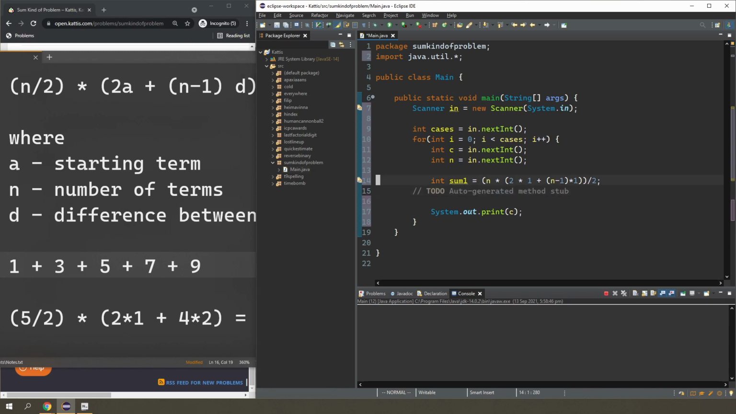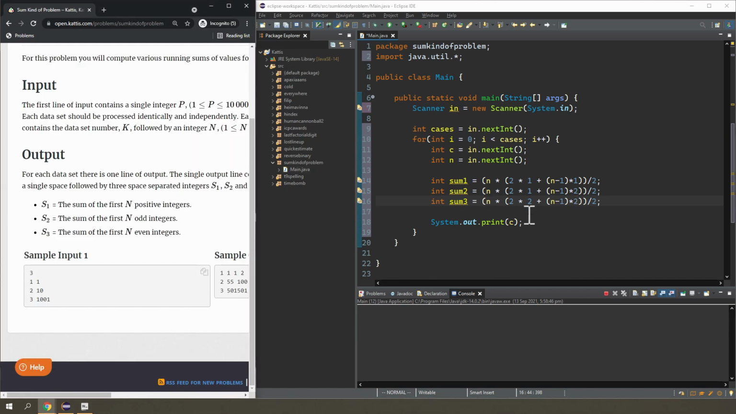The second sum, and the third sum. Second sum is the same, except that the difference is 2. You start from 1 as well, so that will stay the same. For the even numbers, you start at 2, and the difference will also be 2. I hope I'm doing this right. Well, let's give it a go.